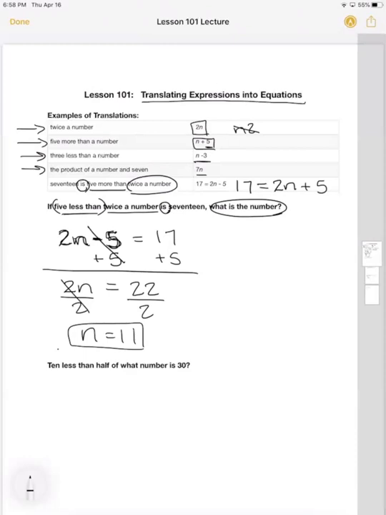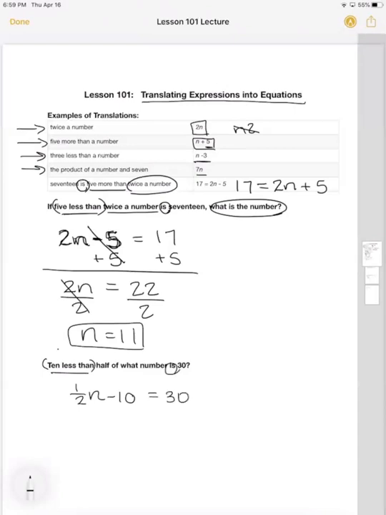Let's try another one. 10 less than. Let's put that on pause and put half of what number? 10 less than half of what number is 30. Now, how am I going to write half of a number? Well, of means multiply, so a half multiplied by n. We can just write that as 1/2 n. Half of a number, but then we're going to go back and put 10 less than that. 10 less than half a number is 30.